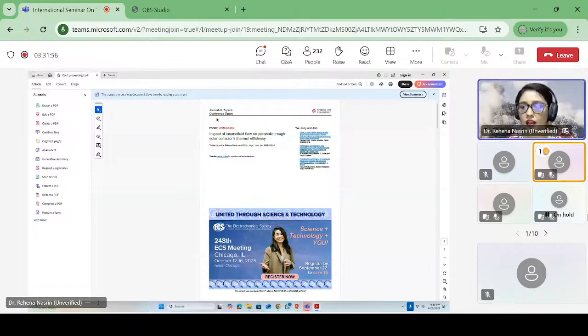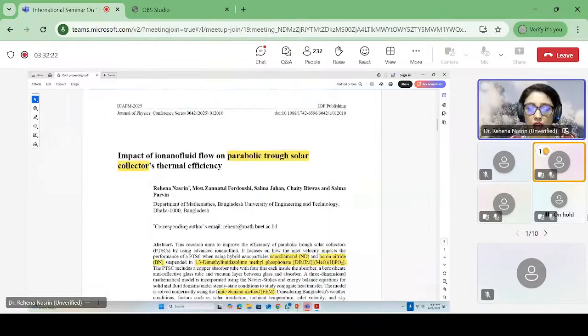This is published in IOP, Journal of Physics. This year in Japan, I attended this conference and presented this paper. This is the parabolic trough solar collector, the impact of ion nanofluid. You all know ion nanofluid.